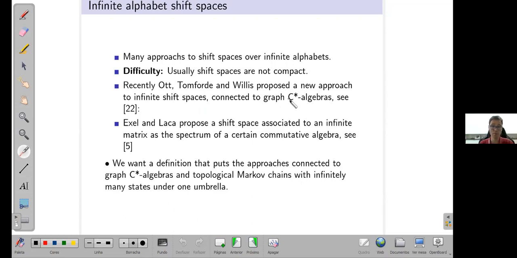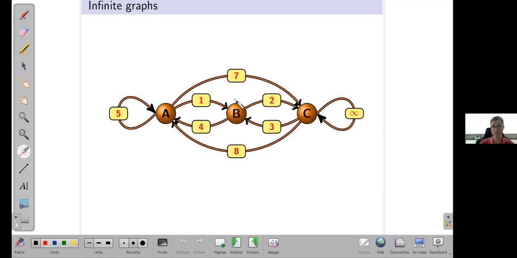So when you're working with graphs and with infinite matrices, we get to the definition of ultragraphs. It's a definition by Mark Tomforde that encompasses both infinite matrices and graphs. If you have an infinite graph, it's impossible to draw, so I put infinity here just to say that from this vertex C there is an infinite number of edges getting out of C.